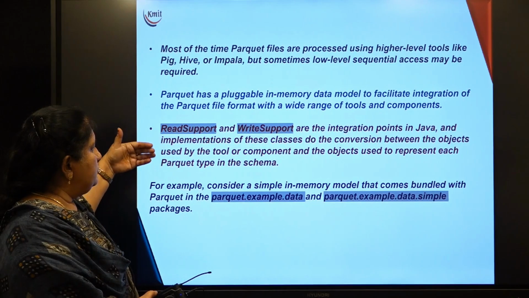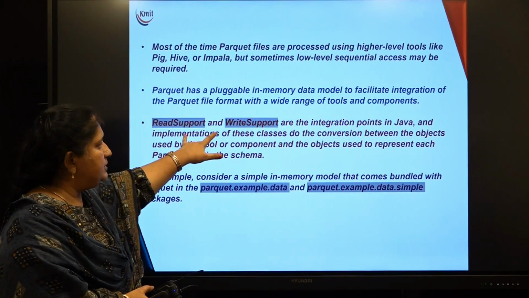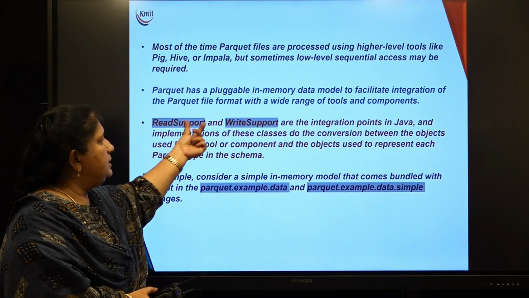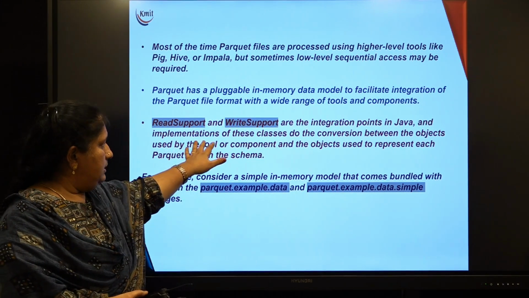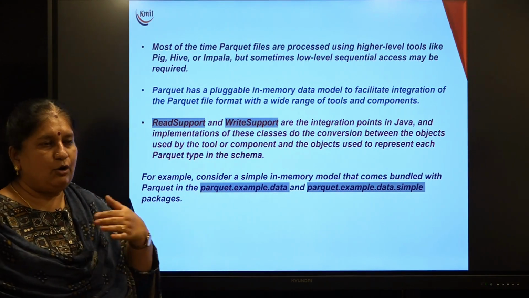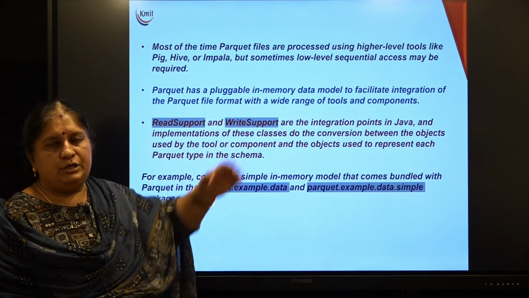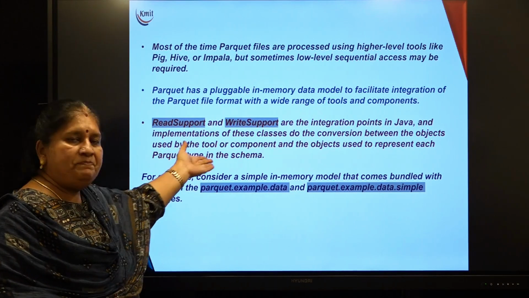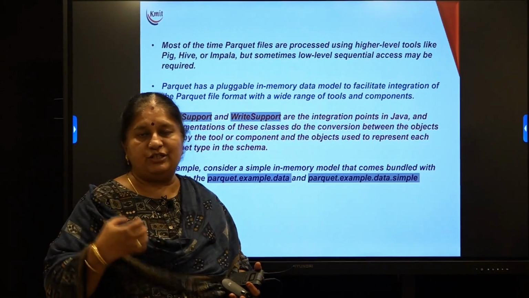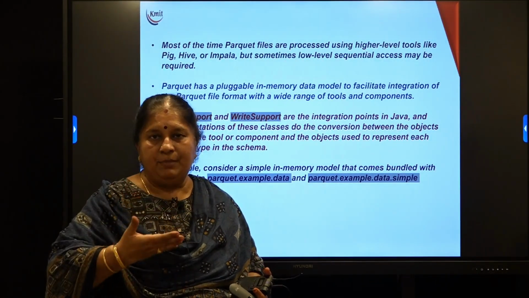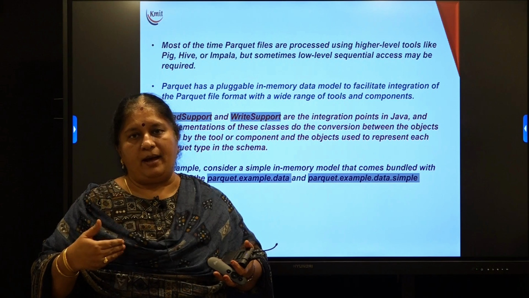Now, whenever we are trying to work with Parquet file reading and writing, we have two types of implementations given in Java: read support and write support. They are the integration points in Java, and these classes are implemented to convert the objects which are used by a tool or a component to an object which is represented in Parquet. So these read support and write support are actually classes implemented in Java, which will help me to access an object which is written in any language, and you can map it to a Parquet object, vice versa.